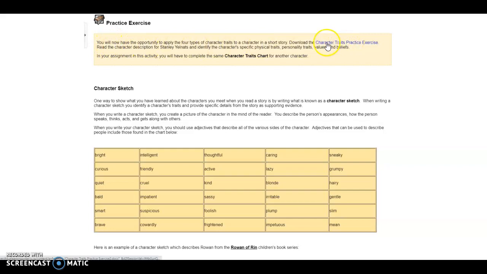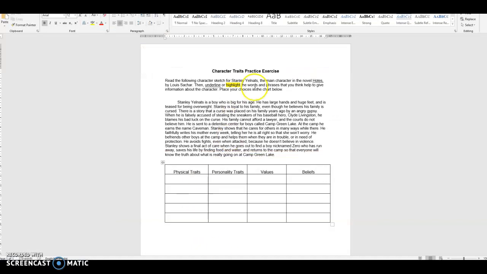If you click on Character Traits Practice Exercise here, you'll get another Word document that'll pop up, and it'll ask you to read this paragraph and to underline or highlight words that describe Stanley. This is a character sketch of a boy named Stanley. You're just going to underline or highlight words that describe Stanley. For example, big. He's described as big. He's described as having large hands, huge feet. So just underline or highlight these terms.